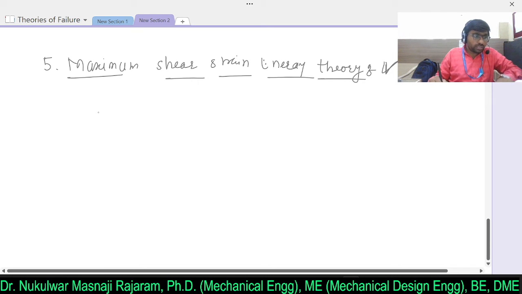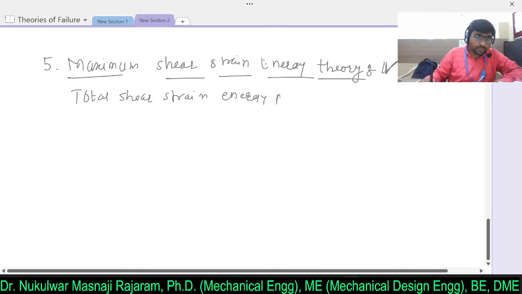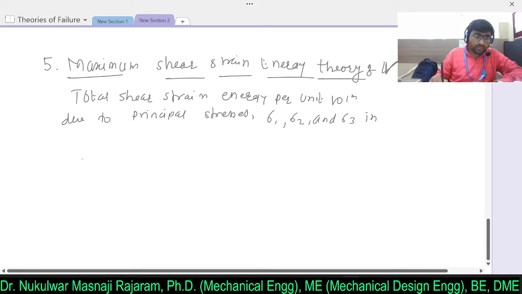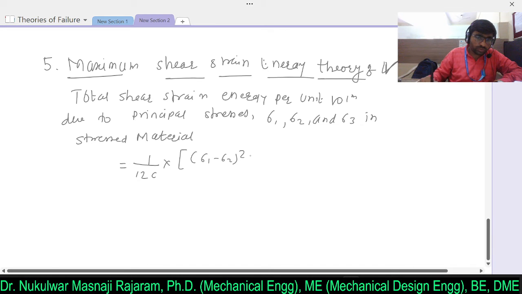Let's see what the equation is. The total shear strain energy per unit volume due to principal stresses, that is sigma 1, sigma 2 and sigma 3, in a stressed material, can be evaluated from this equation: 1 upon 12G into the bracket of (sigma 1 minus sigma 2) whole square plus (sigma 2 minus sigma 3) whole square plus (sigma 3 minus sigma 1) whole square.